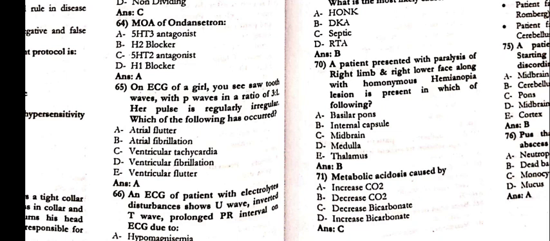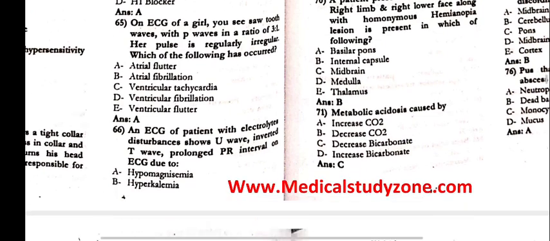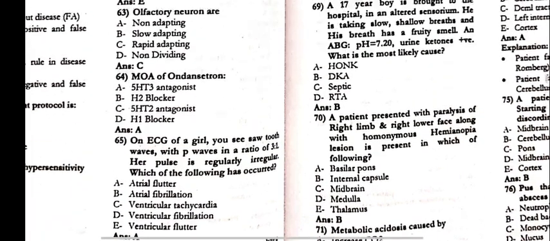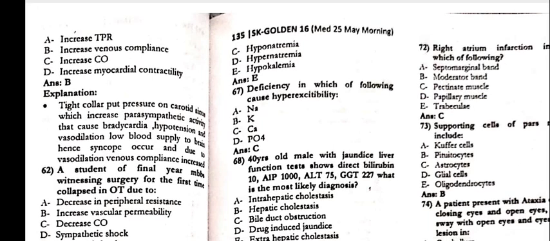On the ECG of a girl, you see sawtooth waves with P waves in a ratio of 3:1. Her pulse is regularly irregular. Which of the following has occurred? That is flutter. 66, an ECG of the patient with a U wave. When there are U waves and inverted T waves, that is definitely hypokalemia.